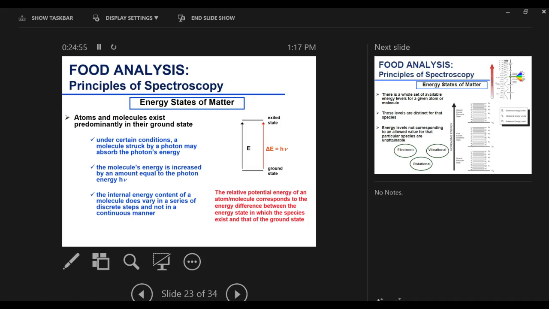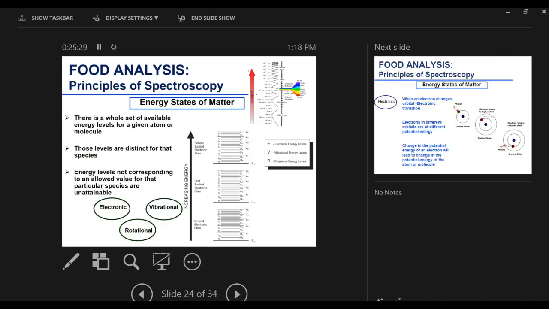Okay, this is the point I was saying, but it's stated here in different words. Basically the energy that gets absorbed is not in a continuous manner. So the levels of energy that are allowable within an atom or a molecule are not continuous. It doesn't go like 1, 1.1, 1.2, 1.3. It's not a continuous scale. It is discrete steps of allowable energy. And this is what it is.